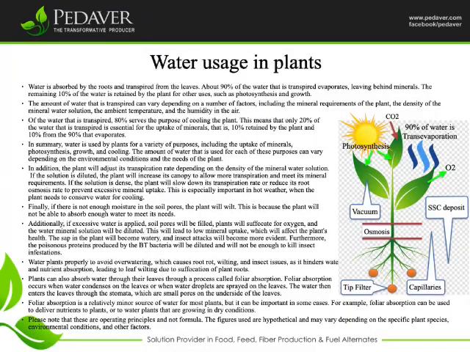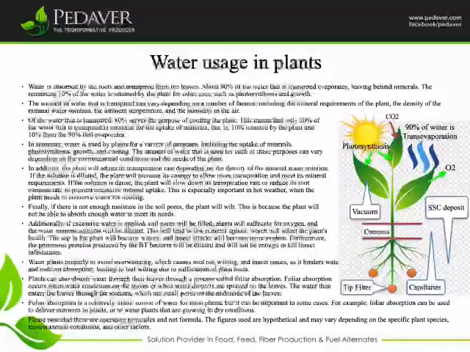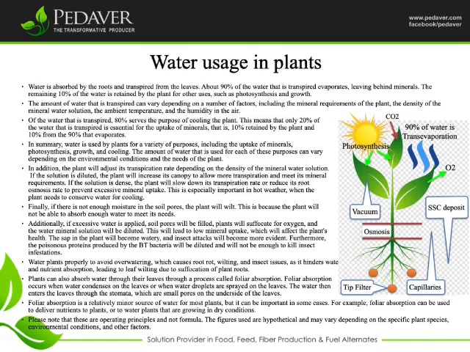Finally, if there is not enough moisture in the soil pores, the plant will wilt. This is because the plant will not be able to absorb enough water to meet its needs. Additionally, if excessive water is applied, soil pores will be filled, plants will suffocate for oxygen, and the water mineral solution will be diluted. This will lead to low mineral uptake, which will affect the plant's health.